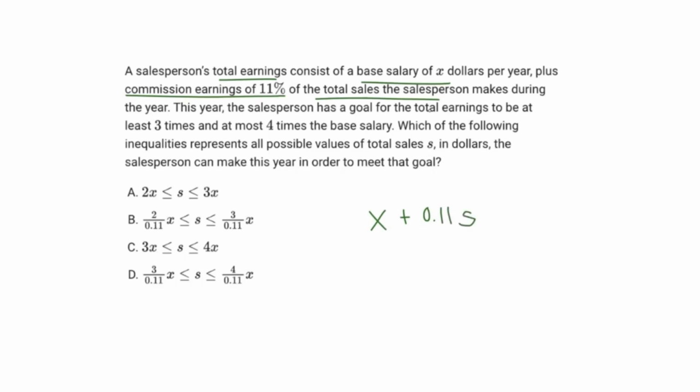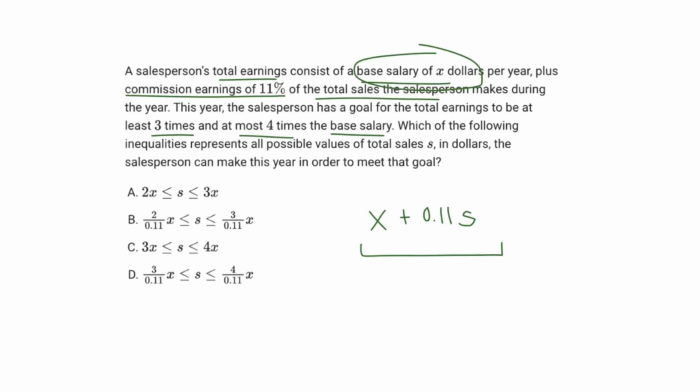Okay. So it says this year the salesperson has a goal for the total earnings, so this value right here, the total earnings, to be at least 3 times and at most 4 times the base salary. The base salary, remember, is the value X. Which of the following inequalities represents all possible values of total sales S in dollars the salesperson can make this year in order to meet that goal? And so we just have to write our inequality out.